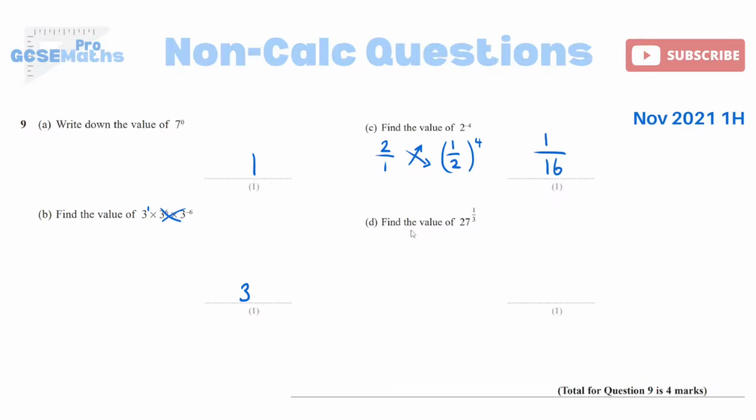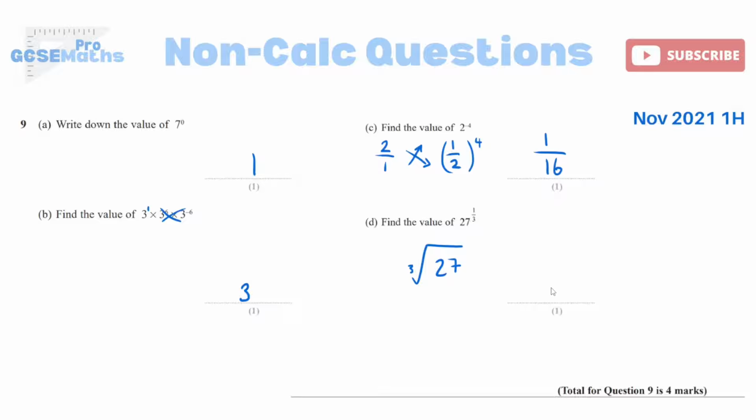And finally, part D, find the value of 27 to the power of a third. Now, fractional indices, the denominator means some kind of root. So that obviously means a cube root. They won't make you square root or cube root or any type of root, any numbers that aren't already square or cube numbers in the first place, right? They're not going to make you physically work it out. You should just be able to memorize it.